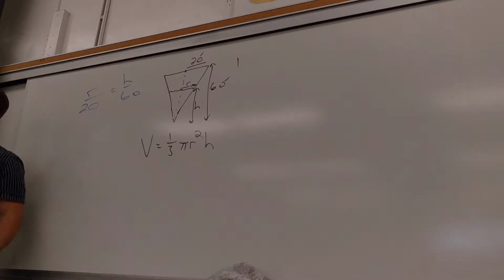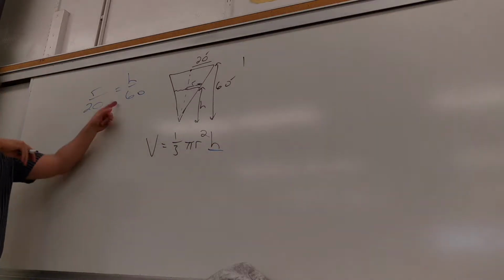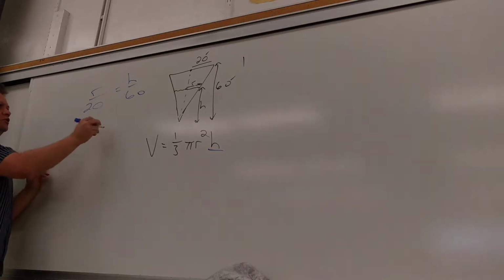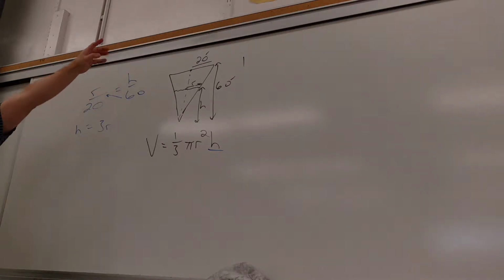H. I'm going to solve for H because then I can replace H with what I end up with. I want to get rid of H. So I want to solve this one for H. So what do you get? H equals 3R. So the height is always 3 times the radius.